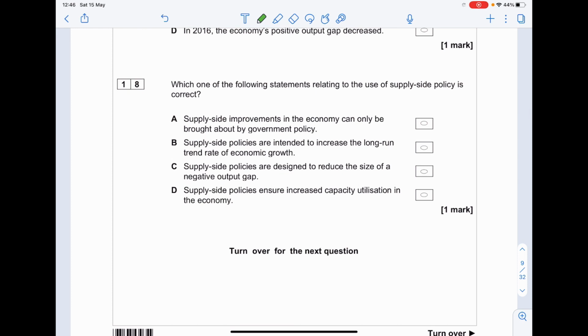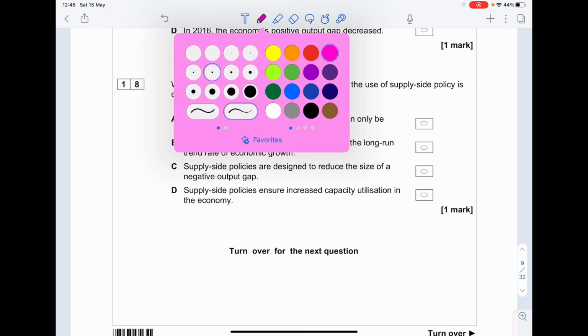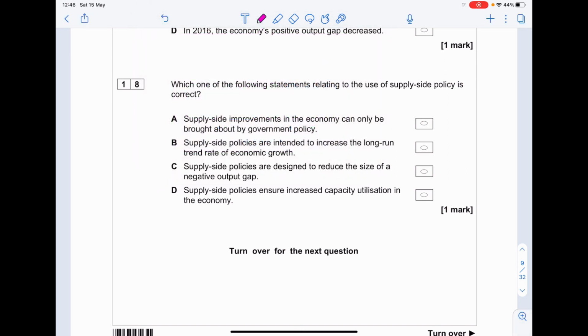Number 18, which of the following statements relating to the use of supply side policies is correct? So supply side policies is shifting your aggregate supply or long run aggregate supply to the right. Often investment in new technology, it could be government spending improving efficiency, it could be government spending on education, it could be firms spending on education to educate your workers better.